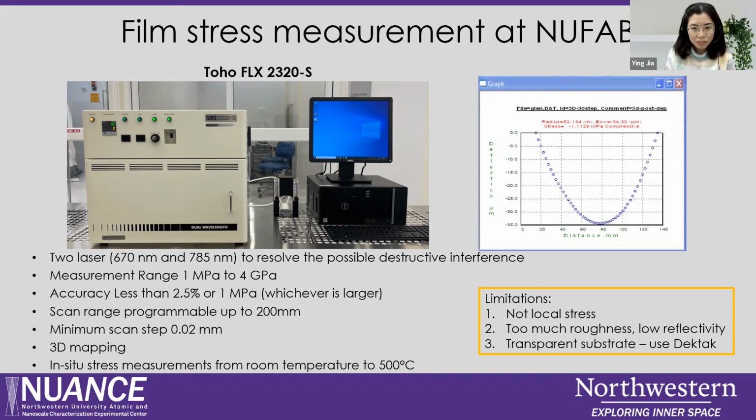How accurate is it? For example, 5%, 10%? I mean, how accurate is this measurement? I have the accuracy here. It's whichever is largest, 1 megapascal or 2.5%. So if you have 4 gigapascal, 2.5% is 10 megapascal.